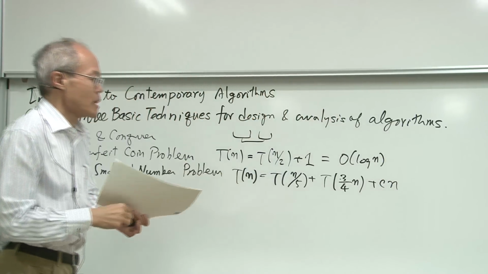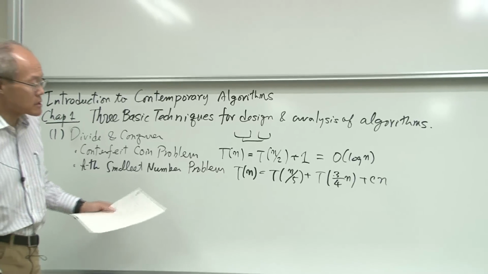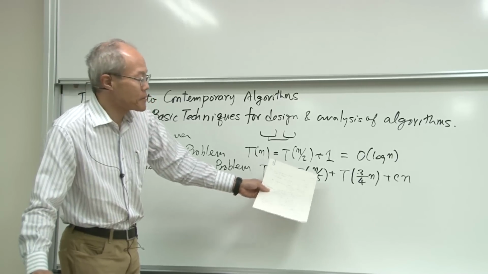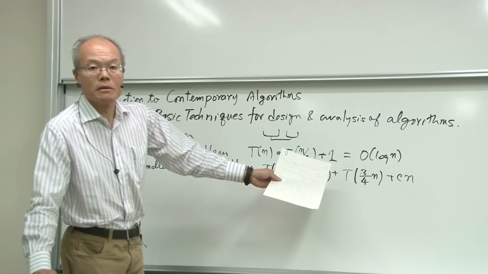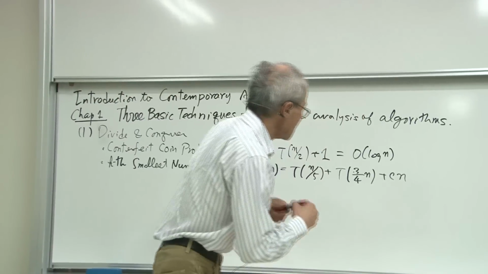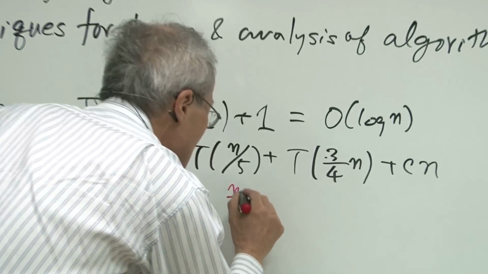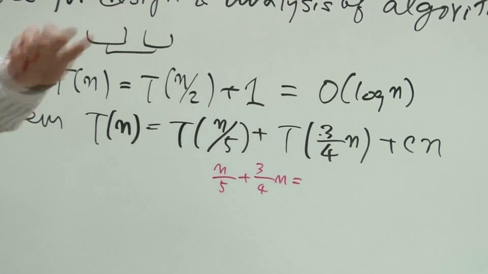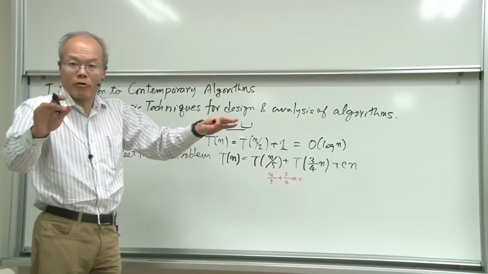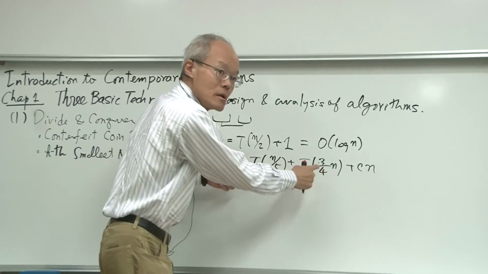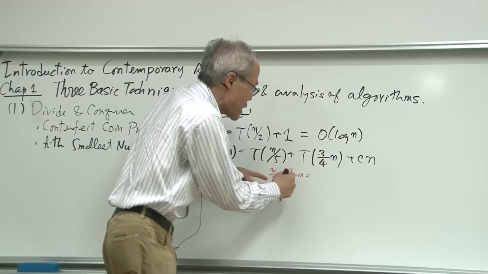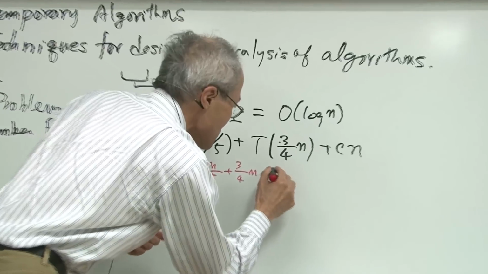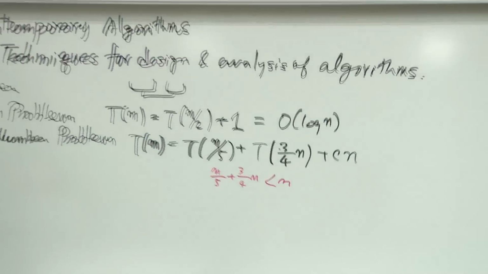like this. It is very important to notice that the problem size becomes n/5 plus 3/4 n. Importantly, n/5 plus 3/4 n is the problem size after it's divided into two problems. After that, the total problem size becomes this, and this is strictly less than n, right? So this is very important.